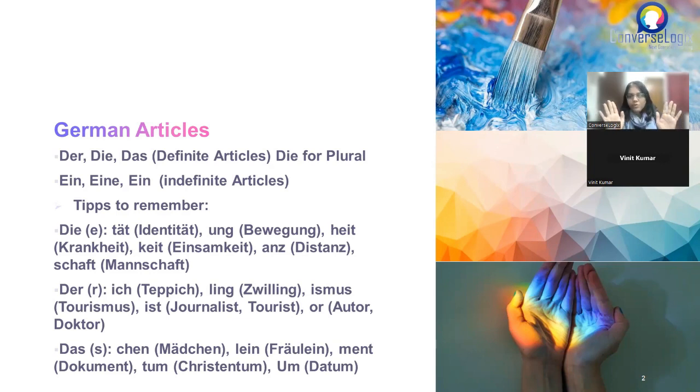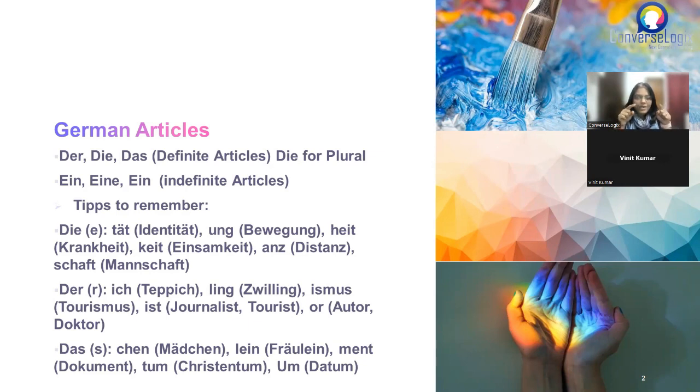So this is one rule we can learn. Okay, these ending words, they are always female and it doesn't change. Once you have learned the gender, the article, it will always remain that as the article of that object. Another tip we have for the masculine articles which are there.